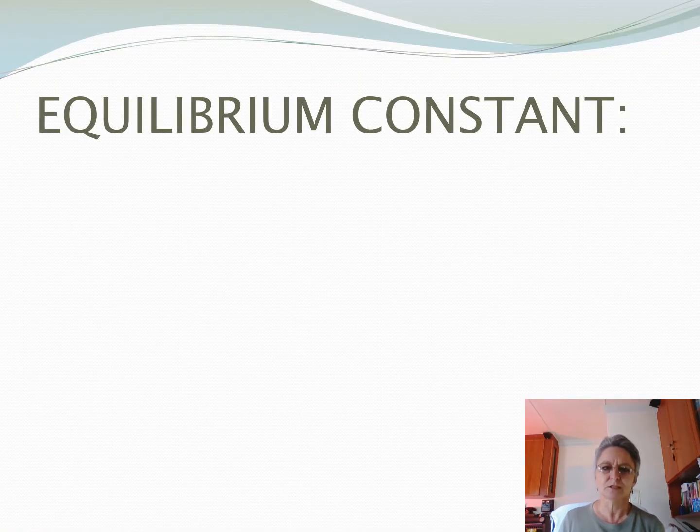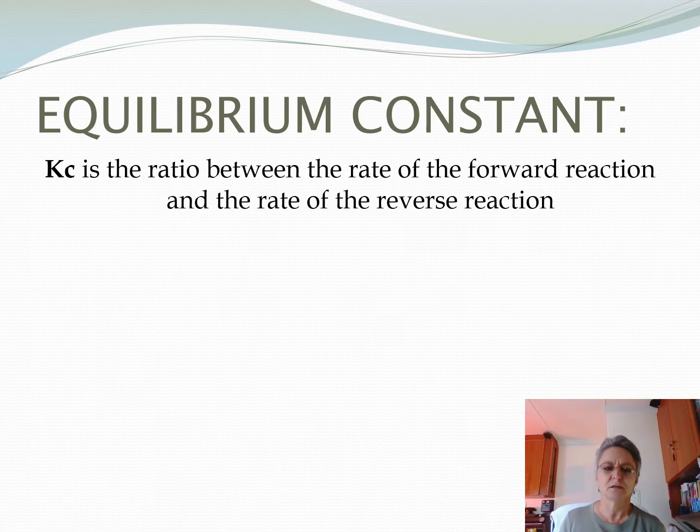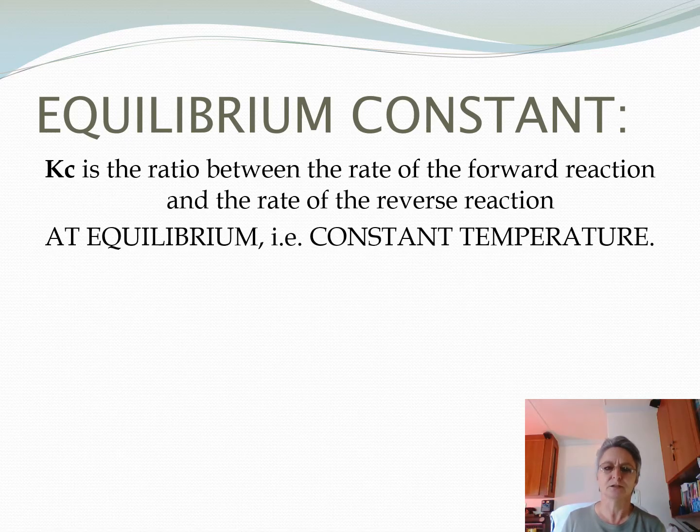So, what is the equilibrium constant? The symbol Kc is the ratio between the rate of the forward reaction and the rate of the reverse reaction at equilibrium. Therefore, the temperature must be constant. Just to inform you, at this point in time, you can only have an equilibrium situation if the temperature of the system is kept constant.